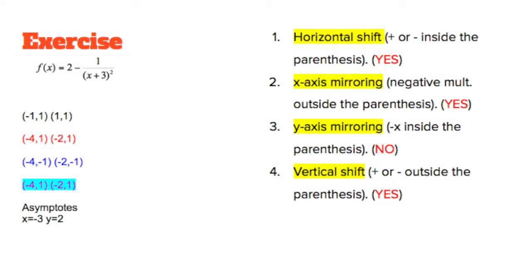Now guys, let's see how much you learned and let's try to do some exercises. Our first exercise will be f of x equals 2 minus 1 over (x plus 3) squared. Now let's write down the main points of the graph basic functions. Now let's do the steps.